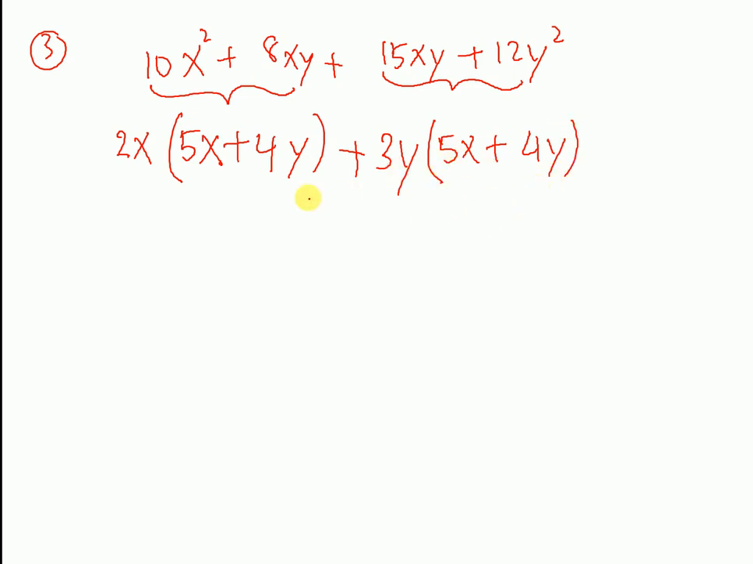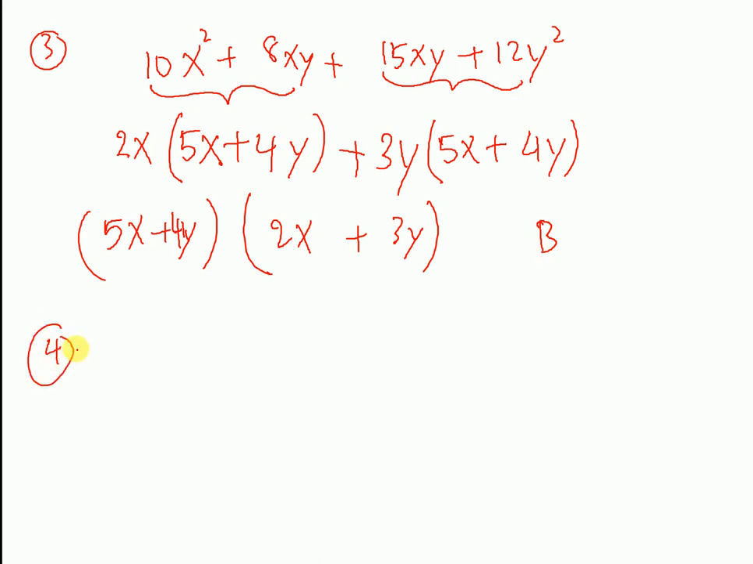Again, if you compare these two terms, they have the common factor of 5x plus 4y here and here. Therefore, I can factor out 5x plus 4y. I can factor this out one more time. If I take this term to the outside, I have 2x left. I have the plus sign here. If I took this term outside, I have 3y left. Therefore, the answer is this one, which is B.